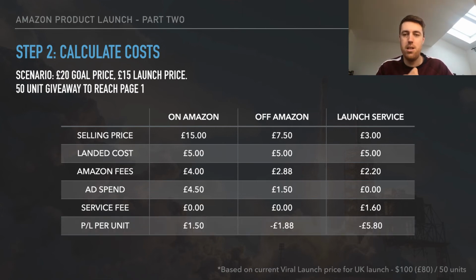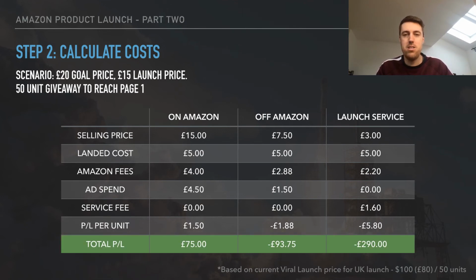So what we're looking at in terms of a profit and loss per unit on Amazon, off Amazon, and launch service, and then calculate it as a total profit and loss. And so on Amazon, profit and loss in this scenario, which is just an example before I get any haters, £75 profit on Amazon, £93.75 loss off Amazon, and a £290 loss using a launch service.